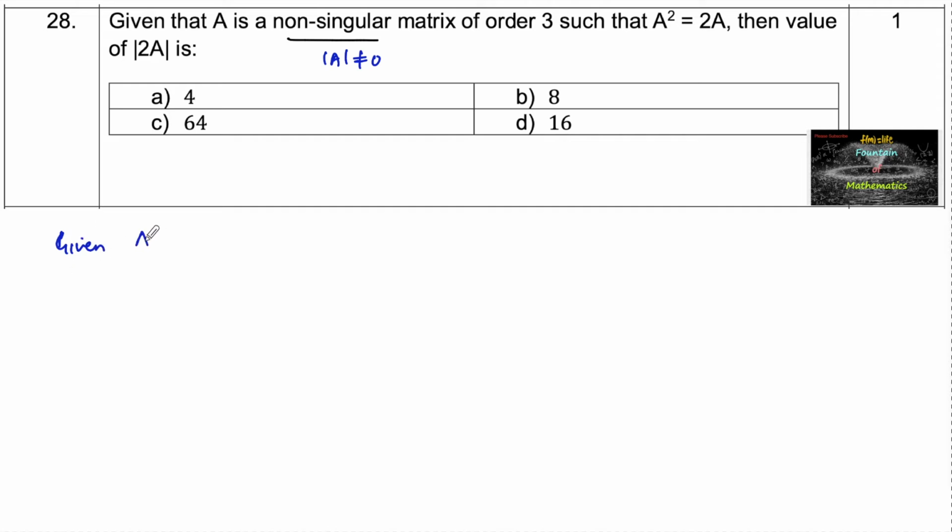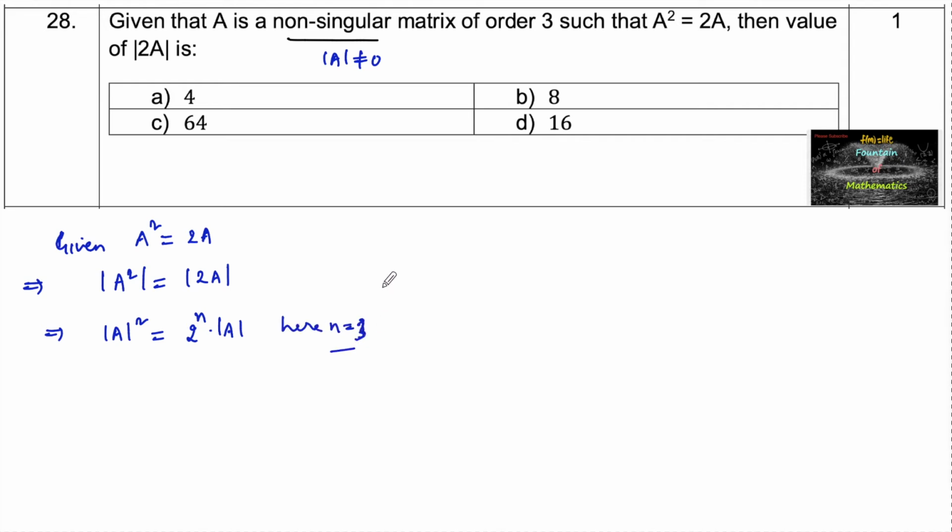Given A square is equal to 2A, these two matrices, the square of a matrix and 2 times the matrix, are equal, which implies that the determinants are also equal. So determinant of A square is equal to determinant of 2 times A. Determinant of A square is det A whole square, which is equal to determinant of 2A, which is 2 to the power of the order of the matrix A into det A. So here n is equal to 3.